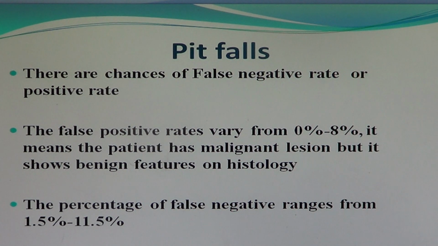Similar to other procedures, fine needle aspiration cytology has pitfalls as well. There are chances of false negative rates or false positive rates. The false positive rates vary from 0% to 8%. It means the patient has a malignant lesion, but it shows benign features on histology. The percentage of false negative ranges from 1.5 to 11.5%.